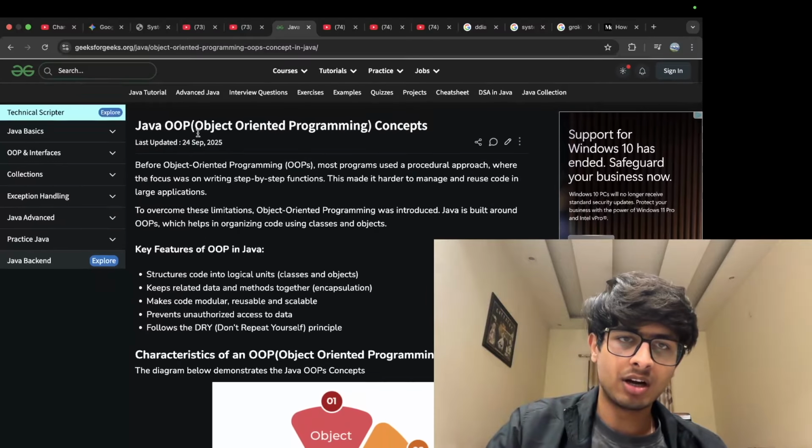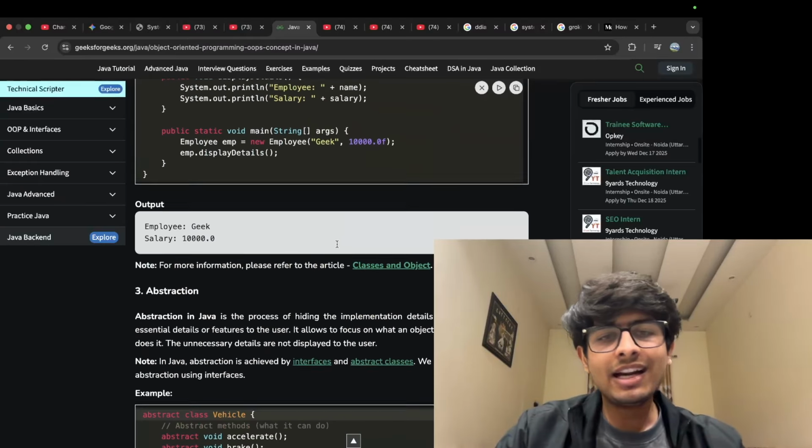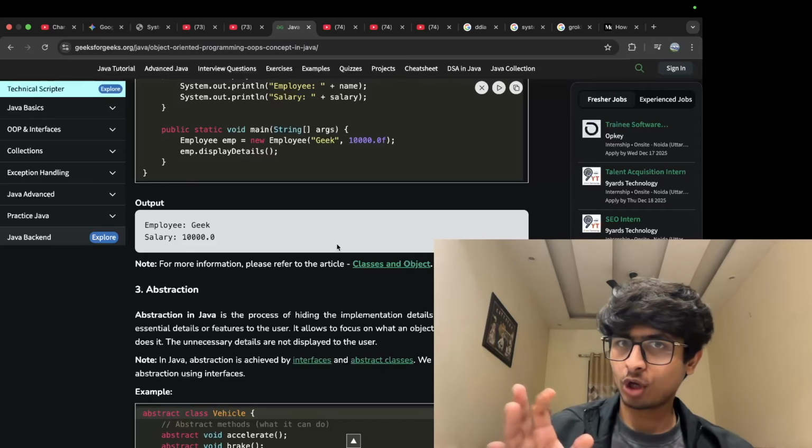And the most important would be object oriented programming. I didn't follow any playlist for object oriented programming.